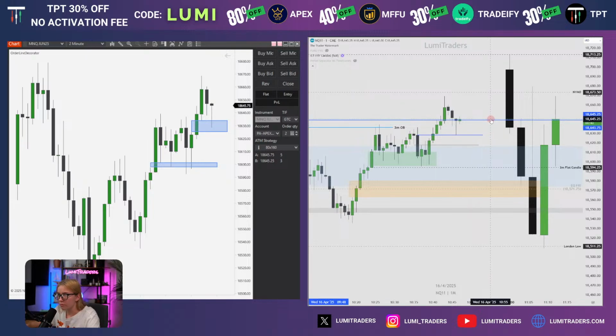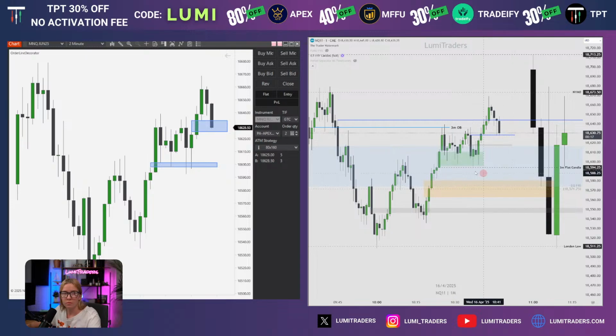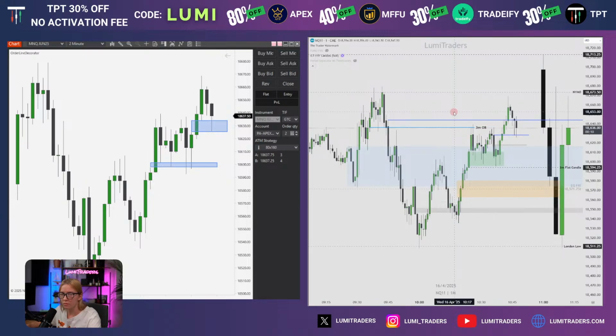We got 15-minute. Let me delete this one. We got a 15-minute order block, but we got this only on NQ. We did not get this on ES, by the way. That's interesting. Okay, both ES and NQ respected this 3-minute order block.